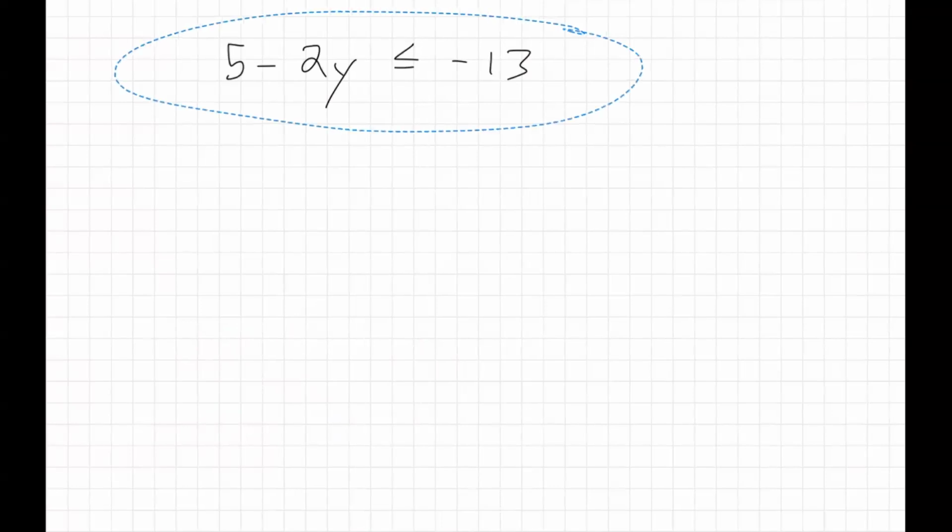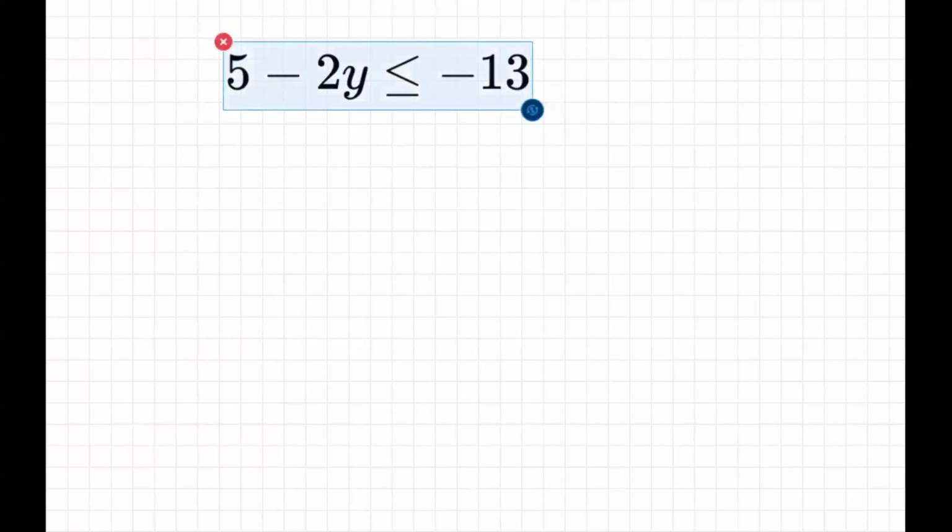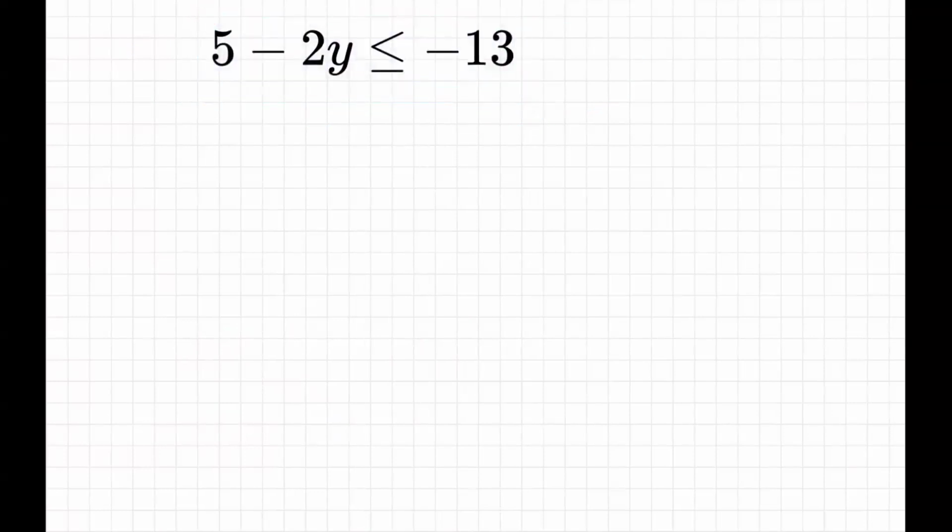Now, like I mentioned here, we have to be careful because there are some exceptions that we deal with. Let me give us something that looks like this. All right, so we have 5 minus 2y is less than or equal to negative 13. So as I mentioned, when it comes to solving inequalities, know that you follow all the rules we did before, but there's going to be one exception you have to watch for.